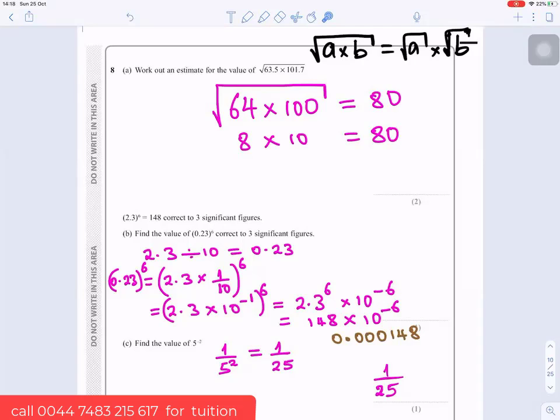Part C, find the value of 5 to the power minus 2. To get rid of the negative power, you take the reciprocal: 1 over 5 squared. 5 squared is 5 times 5, which gives you 25. So it's 1 over 25.